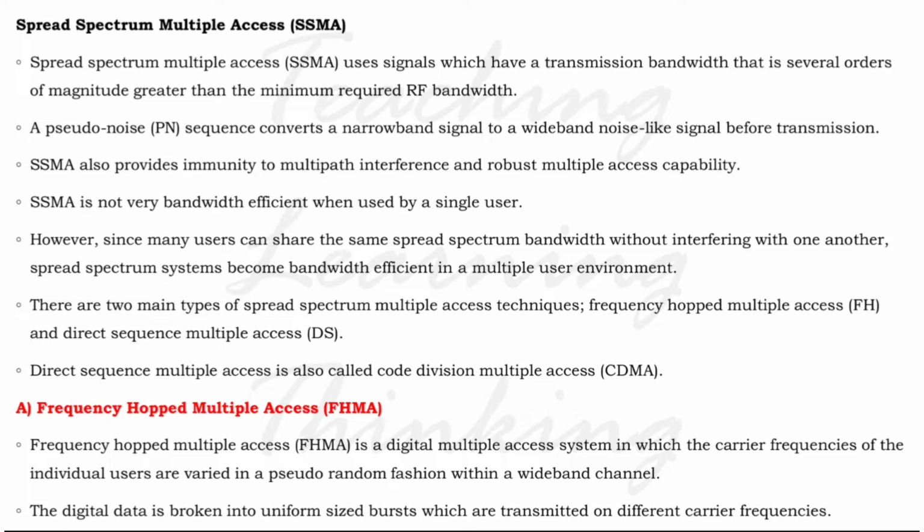Frequency hopped multiple access is a digital multiple access system in which the carrier frequencies of the individual users are varied in a pseudo random fashion within the wideband channel. So the frequency is variable in nature. The digital data is broken into uniform sized bursts which are transmitted on different carrier frequencies.